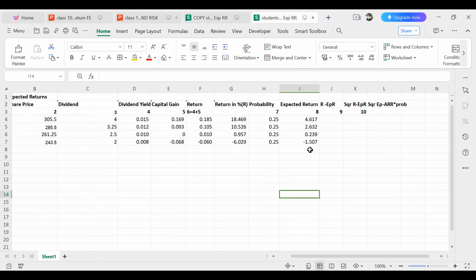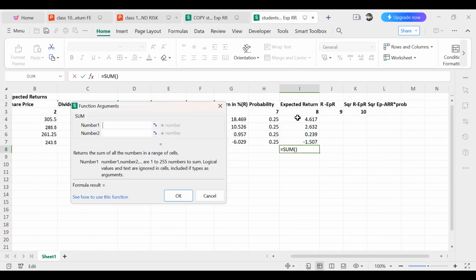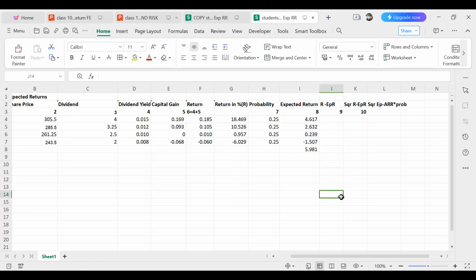Yes, how much is the thing? How are you calculating? Simply you take the average of that. Okay. How much did you get? 5.9. Simply take the summation of the expected return.